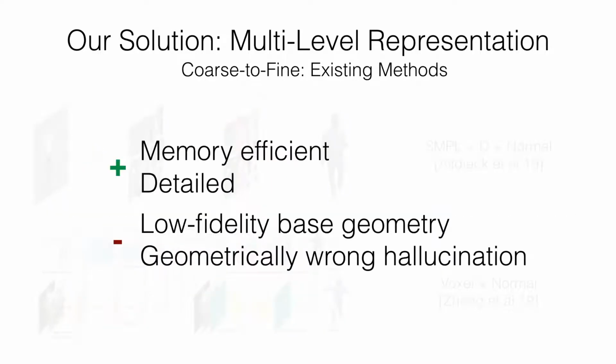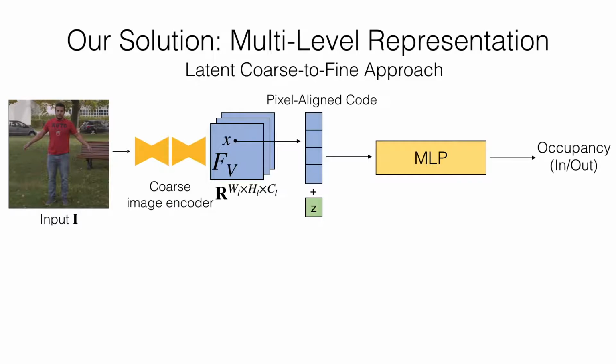The existing approaches also leverage the memory efficiency from the coarse model and detail from the inferred surface normal. But the base geometry tends to be low fidelity, and any detail hallucination on top of inaccurate base geometry does not provide faithful high-resolution geometry. Thus, we introduce a latent multi-level representation.